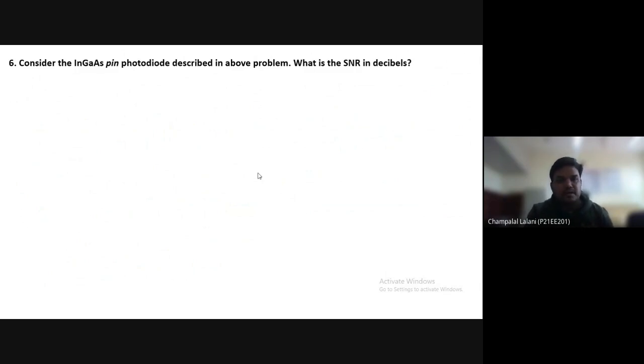In this next part, using the data that we have got in the above problem, you need to calculate the SNR, signal to noise ratio, using the data that we have got in the above part. So we know what signal to noise power is. Obviously, it will be the ratio of signal power by noise power. The formula is already derived in the class, so I am directly writing the formula.